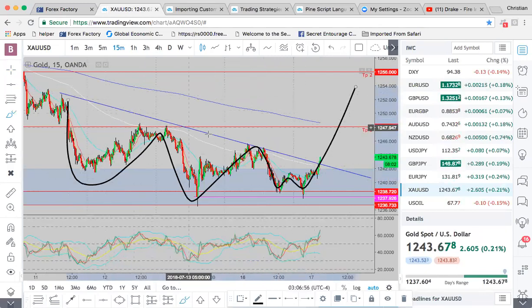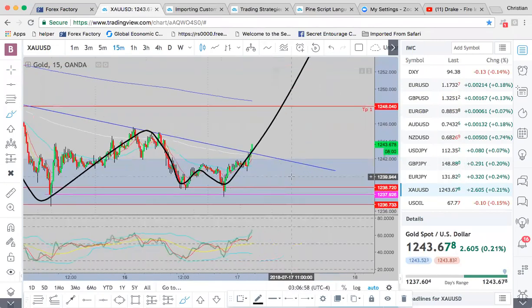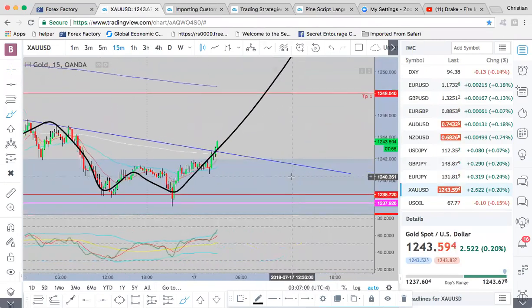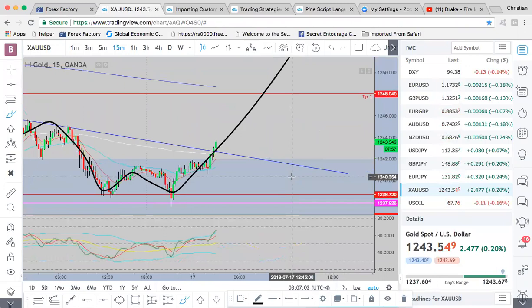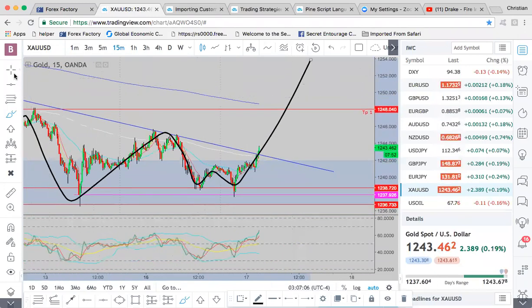Now the trend line is the base. Now I have a clear breakout of that. So now is where I will wait for that textbook breakout retest for gold.